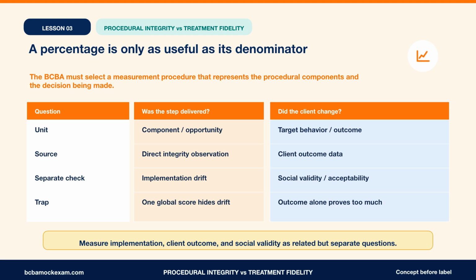A percentage is only as useful as its denominator. The BCBA must select a measurement procedure that represents the procedural components and the decision being made. Measure implementation, client outcome, and social validity as related but separate questions. Question: was the step delivered? Did the client change? Unit: component or opportunity, target behavior, outcome source, direct integrity observation, client outcome data, kept separate. Check implementation drift; social validity and acceptability are a trap. One global score hides drift; outcome alone proves too much.